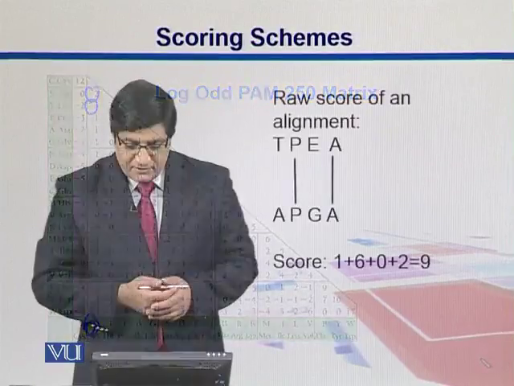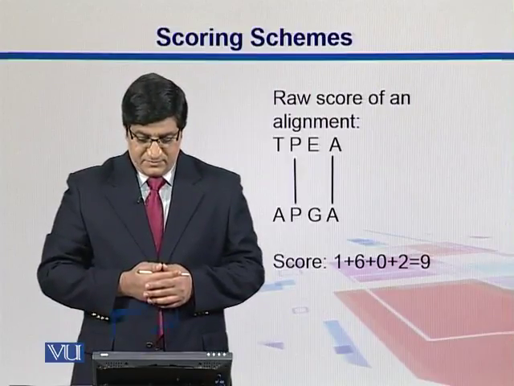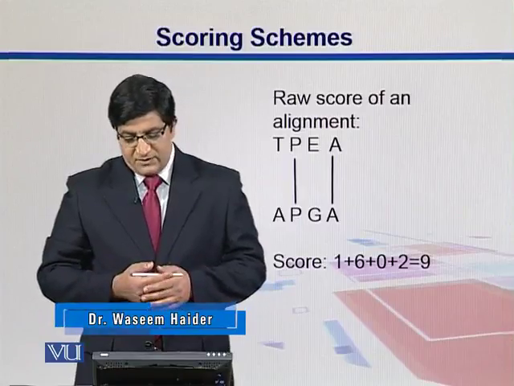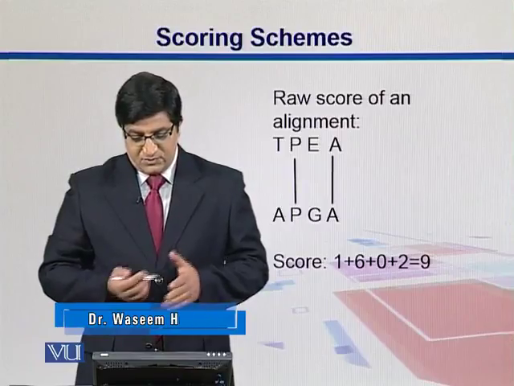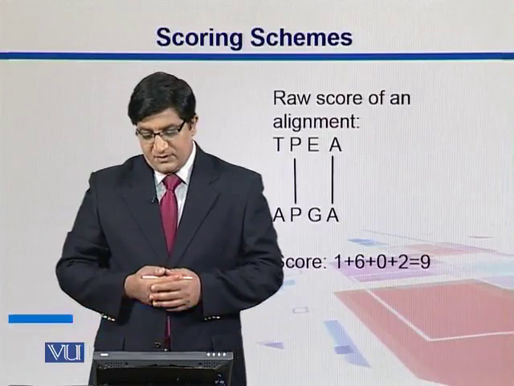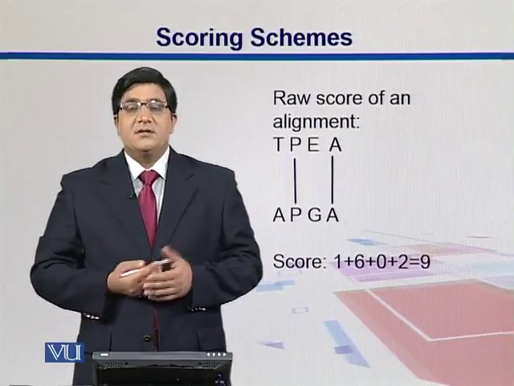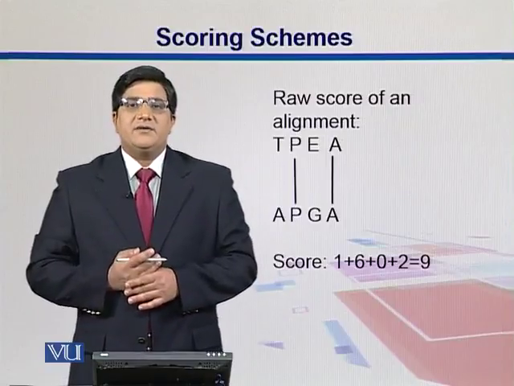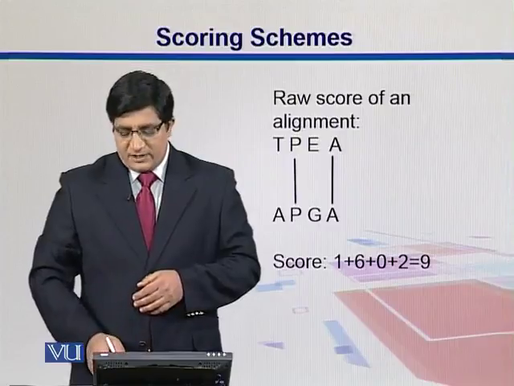For example, we have the raw score of an alignment. We get T, which is a mismatch with A. We look at the matrix and get the score, which is 1. P is exactly matched with itself, and the score in the matrix was 6. In this way we can add the individual scores of these pairs and put them together, deriving these scores from the matrices while keeping in mind their evolutionary history. So this alignment scores 9.